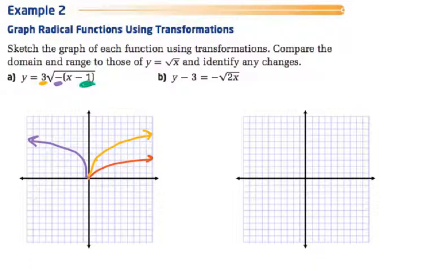Last transformation, this minus 1, that's a C. That is a horizontal shift. We will shift to the right by 1. So both of our horizontal points in purple now shift to the right by 1. And we have the shape like so.